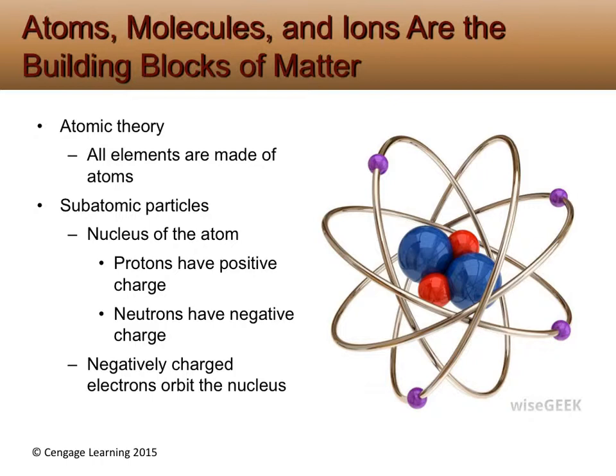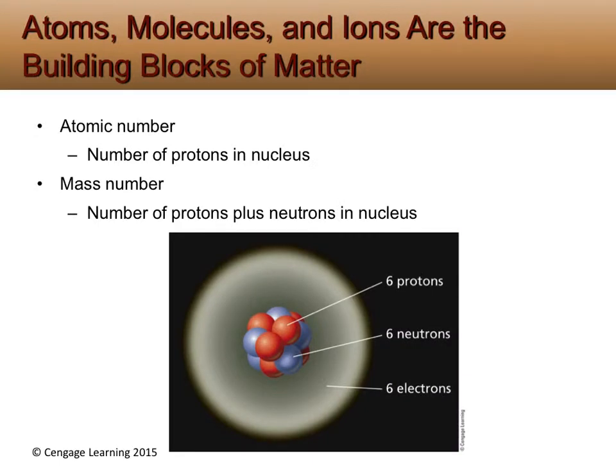You learned about that in chemistry. Subatomic particles are broken down into several parts. In the nucleus, we have protons, which have a positive charge, neutrons, which have no charge, and of course negatively charged electrons that orbit the nucleus. And we'll break down that nuclear energy a little bit more.